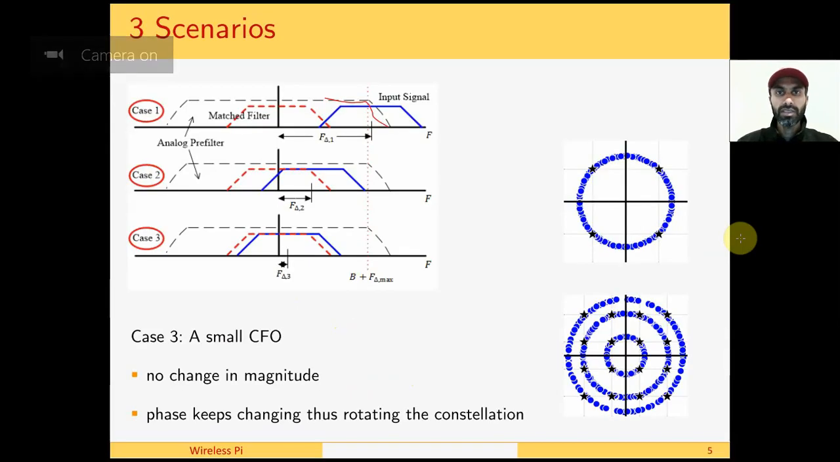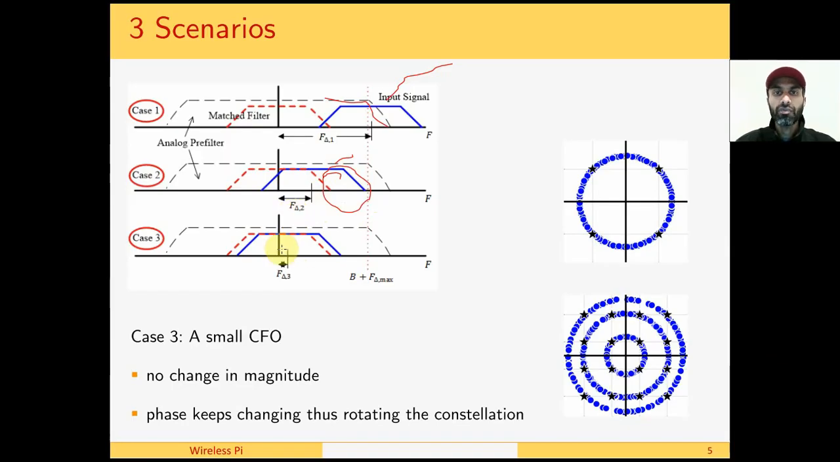There are three scenarios that need to be considered to understand the effect of a CFO. In case 1, if it is so large that the received signal falls outside the bandwidth of the analog pre-filters in the front end, then this is a case of a bad system design and nothing can be done in this regard. In case 2, the received signal has a CFO which is within the bandwidths of the analog pre-filters but significantly outside the bandwidth of the match filter. In this case, a reasonable amount of energy is filtered out and we cannot downsample the signal to one sample per symbol after match filtering.